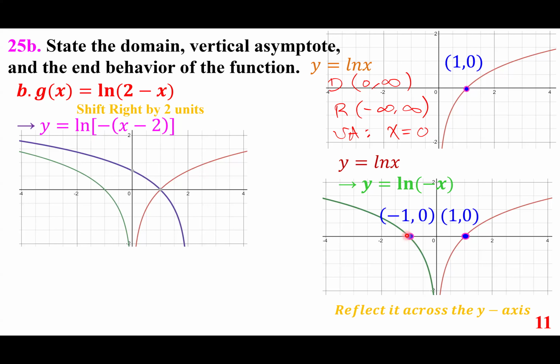So as a result, the x-intercept moves back to 1, 0. But it does change the domain and the vertical asymptote. So this point goes back here, minus 1, 0, 1, 0. Okay. Here's the new vertical asymptote. You can even, if you set this equal to 0, x equals 2 is your new vertical asymptote.